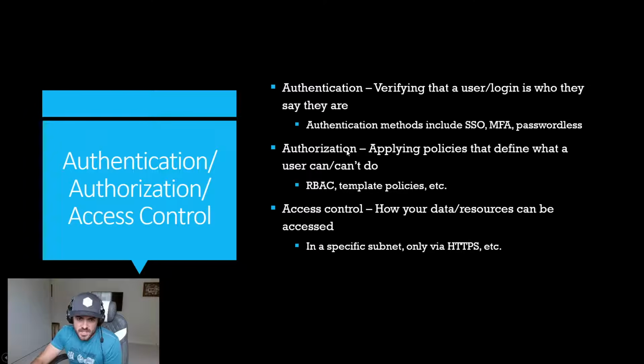So yeah, authorization, so things like RBAC, which we're going to get into in a second, template policies, etc. And then access control is how your data and resources can be accessed. So can they only be accessed from a specific subnet via HTTPS, whatever. So quick recap: authentication, verify someone is who they say they are. Authorization, say what they can and can't do. And then access control, how can they do that?